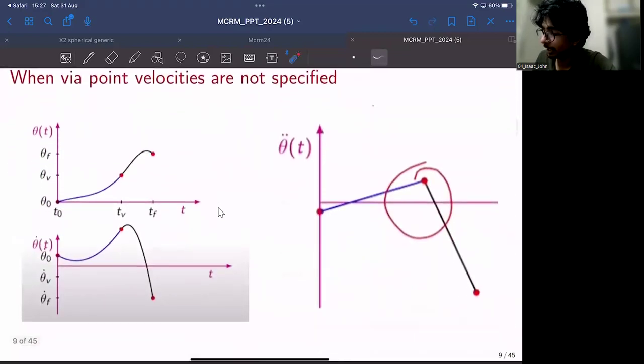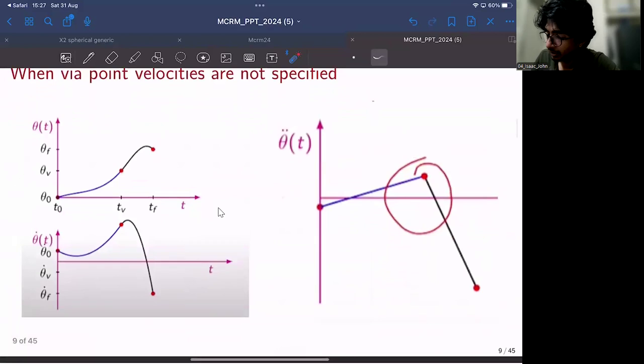And what happens if the via point velocities are not specified? You can similarly interpolate a polynomial like this, where the final velocities of the first segment would be propagated as the initial velocities of the second segment. And if you plot the velocities, it will be something like this. Again, it looks to be very smooth. And for accelerations, if you again take the derivative of this curve, you will get something like this.